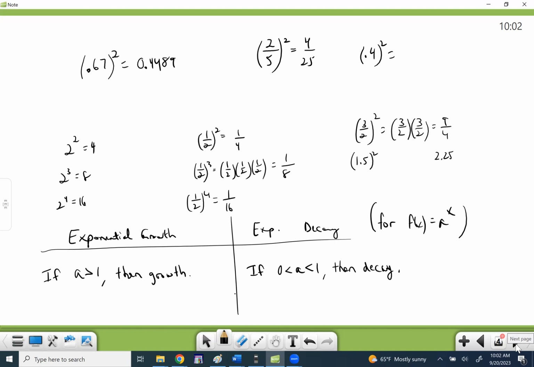All right, so to recap, if a is bigger than 1, then we expect exponential growth. If a is between 0 and 1, then we expect exponential decay. All right, you guys.